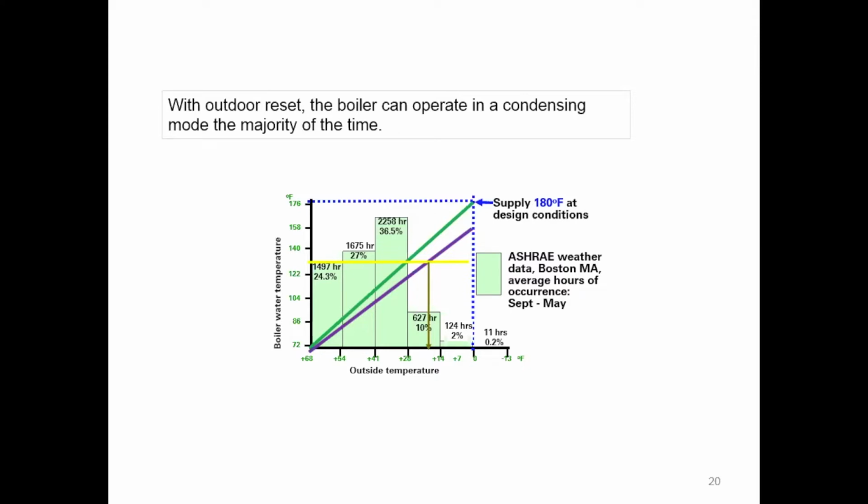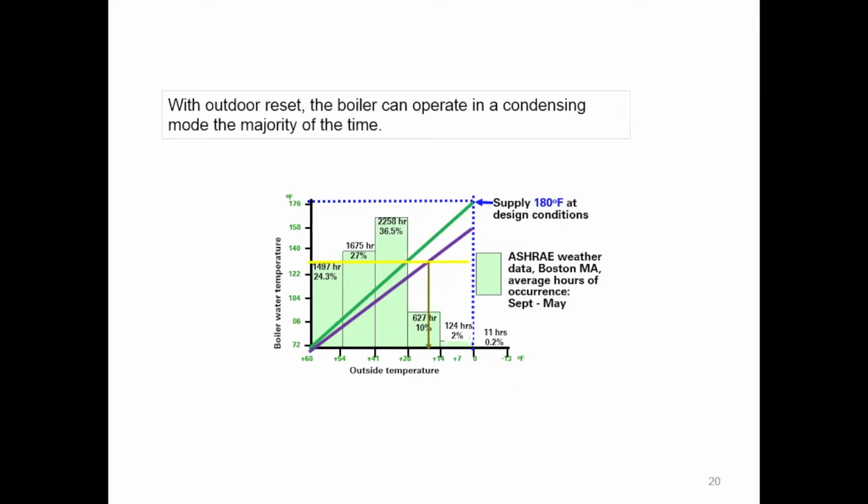But looking at this data, a lot of times when we do outdoor reset with high temperature installations, the discussion is, I do outdoor reset because I'm going to pick something up in the shoulder season. If I can run off of this curve, I don't just pick it up in the shoulder seasons, I pick it up for the bulk of the heating season. You know, greater than 90% of that season, the boiler's running in a condensing mode.